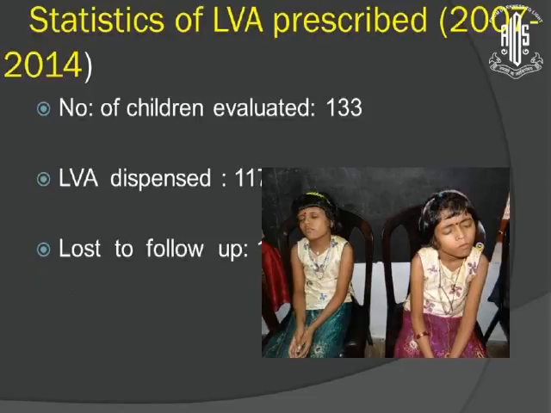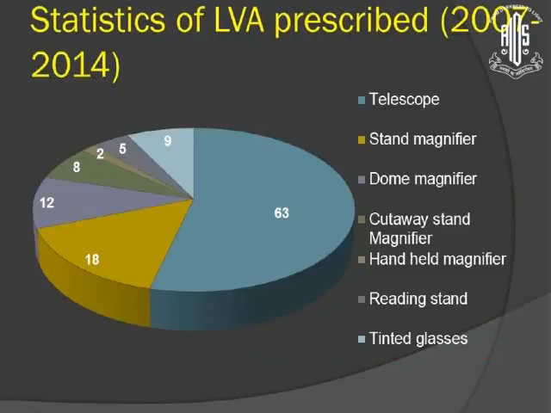We evaluated 133 children from 2007 to 2014 at our low vision clinic. These children were under the age of 15. Low vision aids dispensed were 117, and there were a few children, 16, who were lost to follow-up. This was the breakup of low vision aids prescribed at our hospitals.